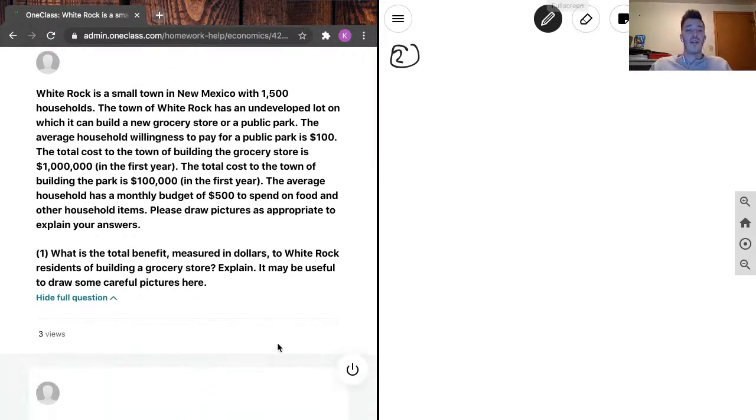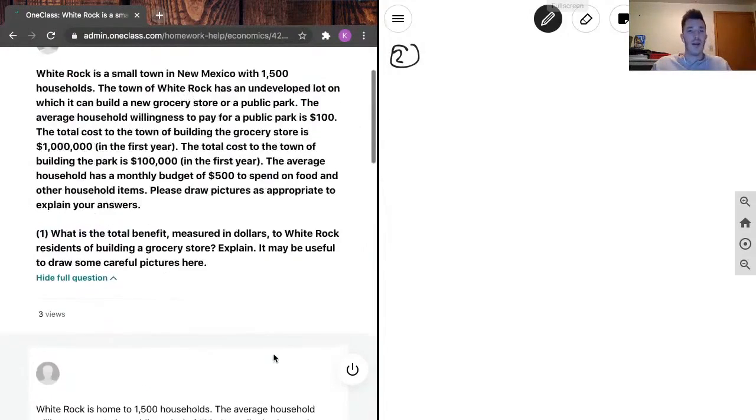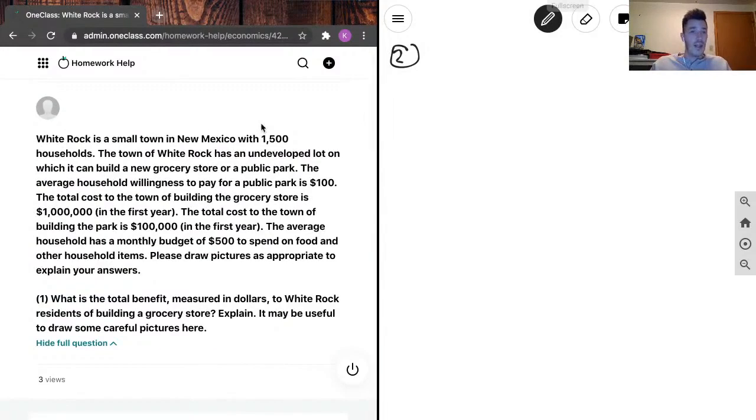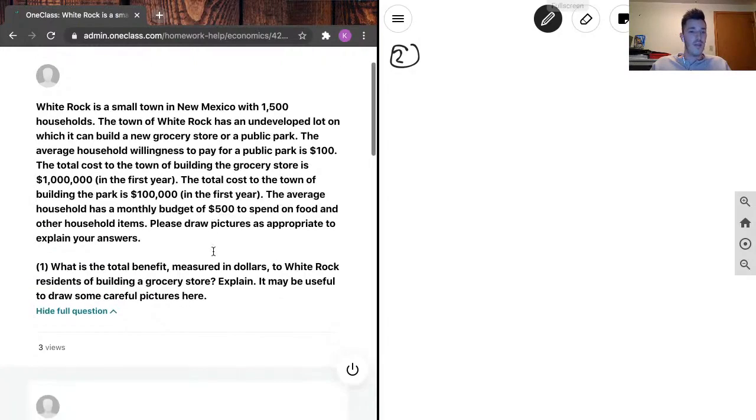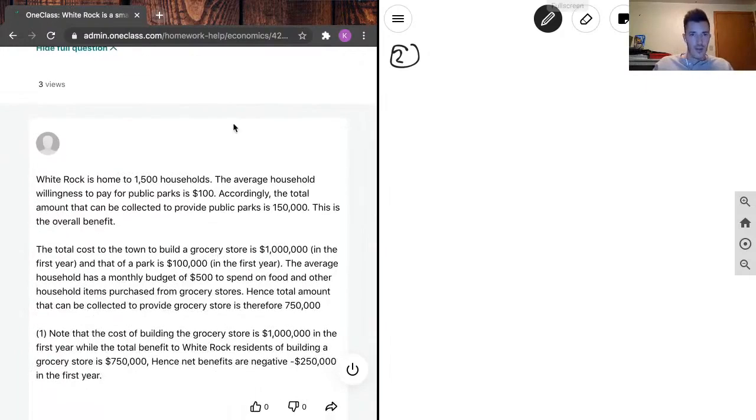What is the total benefit, measured in dollars, to White Rock residents of building a grocery store? Explain, and it may be useful to draw some careful pictures here. So as we saw, White Rock has 1,500 people. Total cost of a grocery store is $1 million, and the average household has a monthly budget of $500 to spend on food and other household items. So, let's see if our junior tutor did what I'm thinking as well.